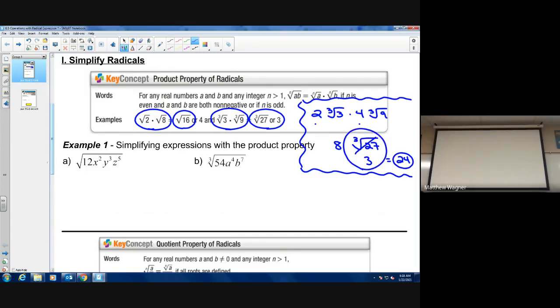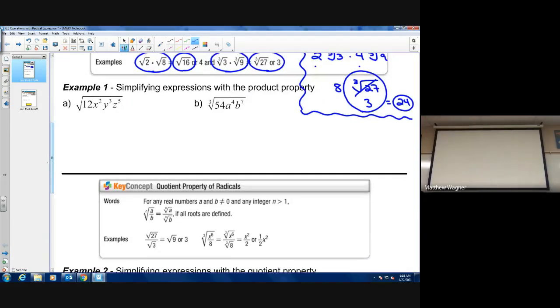Okay, so looking at example 1, here we go. We know that 12, thinking about this as a square root even though the index is there, is 4 times 3, and then I'm taking out groups of 2. So I can take out a 2, I can take out an x, I can take out 1 y, and I can take out 2 z's, and I'm going to have 1 left over. And then I'm going to be left with a 3yz underneath.